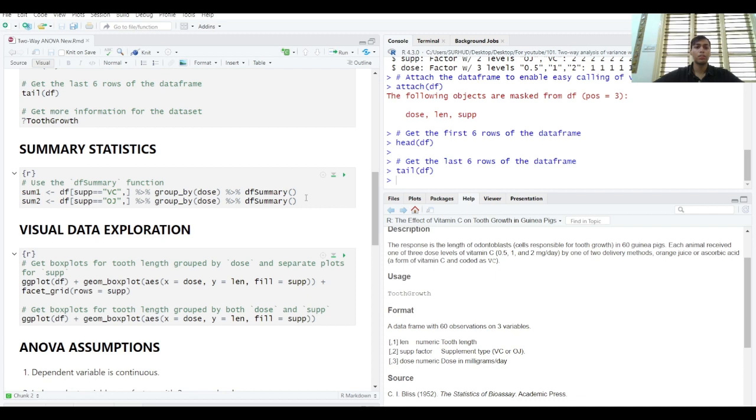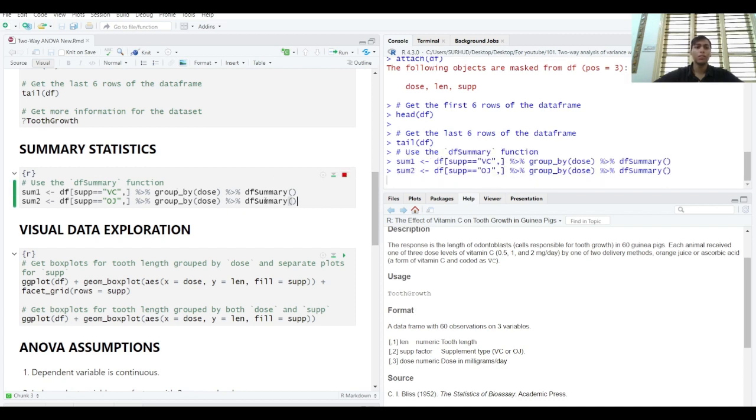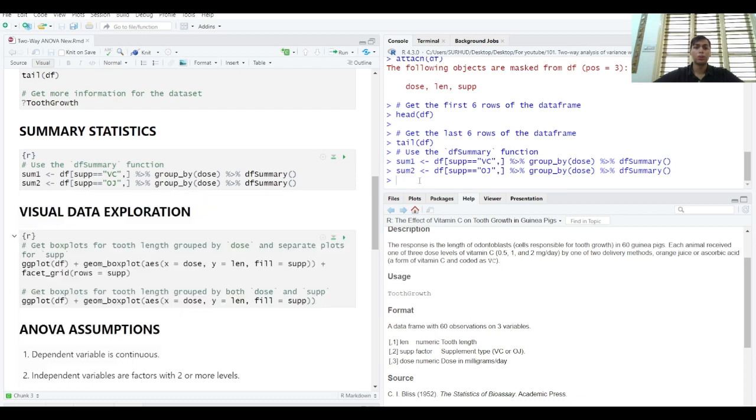Now, before running any test, we would first like to do an exploratory data analysis. You can get some summary statistics. So we can do this using the dfSummary function provided in the summarytools package. And I want to group those by dose and the delivery method of vitamin C, so whether they're given directly ascorbic acid tablets or orange juice. And we'll be storing the results in these objects sum1 and sum2, so that later on we can actually call upon these objects and view them using the view function.